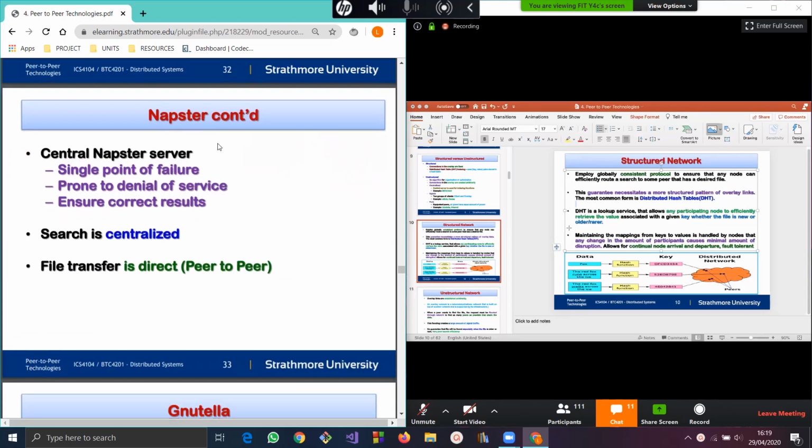Now I get it, so you are asking about maintaining mapping. Mapping basically means maintaining keys, the data. Keys, because the key will lead you to the data. These are handled by nodes when there's a change in the number of participants, causing a minimal amount of disruption. Remember, a file can be stored by several nodes. So the hash table is robust enough that when you identify the key, it should lead you to those that have this particular file. That's what we mean by mapping.